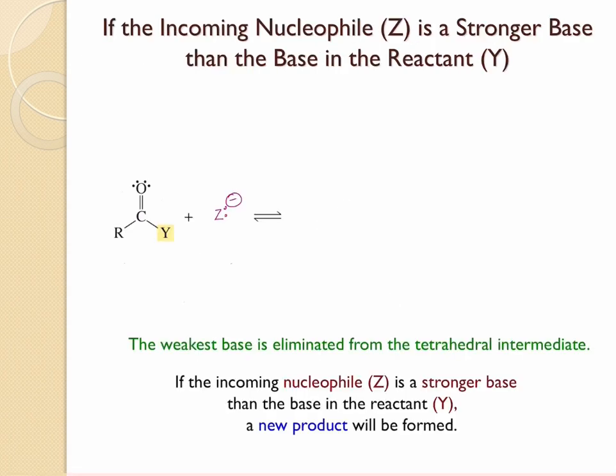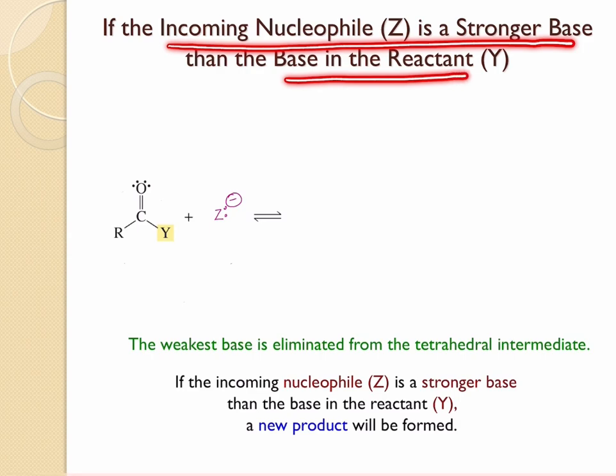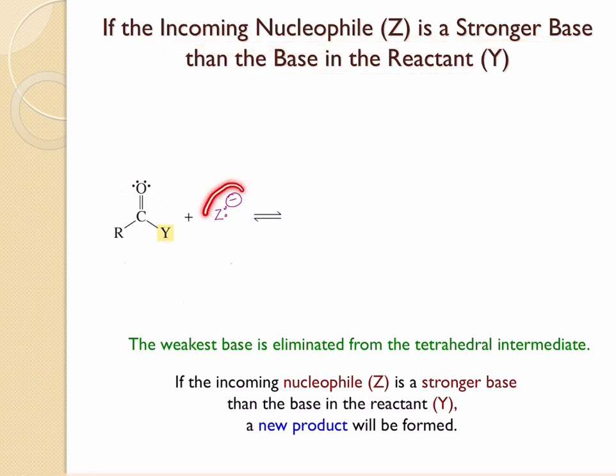Let's take a look into the first scenario. The first scenario is when the incoming nucleophile Z is a stronger base than the base that is present in the reactant, which is Y. So Z is going to be a stronger base and Y is a weaker base. So this one right here is a stronger base and this is a weaker base. So let's say that Z is going to attack this carbon, right? This is the electrophilic carbon. So Z is going to attack this carbon, and the oxygen is going to take those extra lone pairs of electrons from the double bond as this bond breaks.